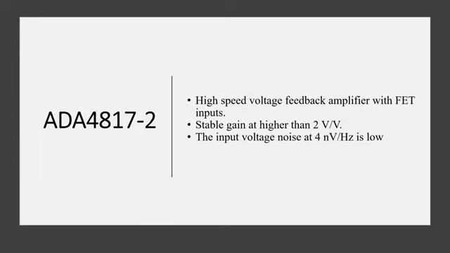The second amplifier we chose is the ADA4817-2. It is a high-speed voltage feedback amplifier with FET inputs. It offers stable gain at higher than 2, with the input noise at 4 nanovolts over root Hertz.